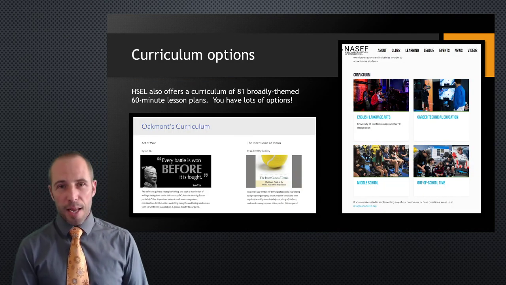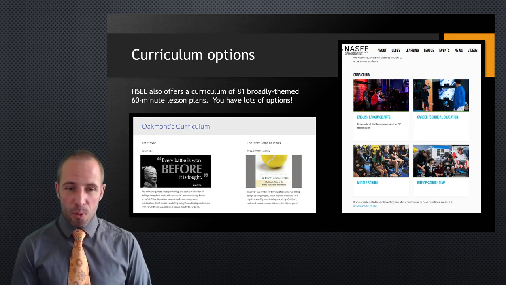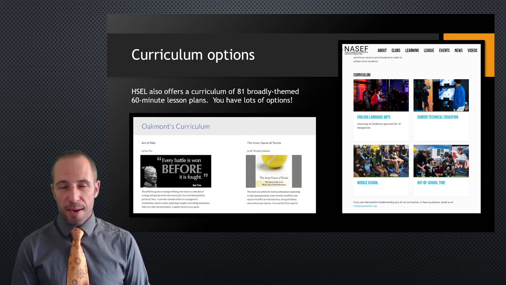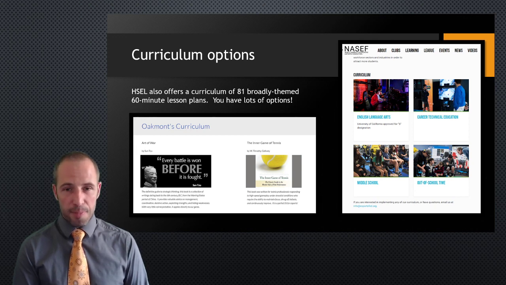All right, now building in curriculum, you've got quite a few options. One option, what I'm working with, is just a book club format. So I've selected Sun Tzu's Art of War for the first semester, the Inner Game of Tennis for the second semester. I think we're also going to be looking at Ender's Game for the third semester. And so that's awesome. HSEL also offers a curriculum based around 81 different 60-minute lesson plans. They cover a ton of themes.